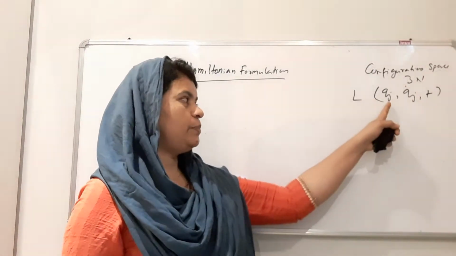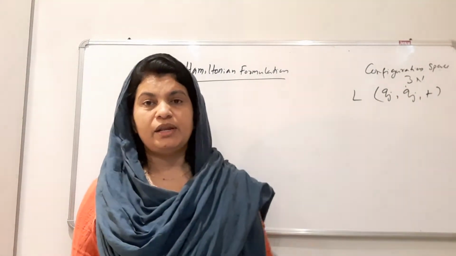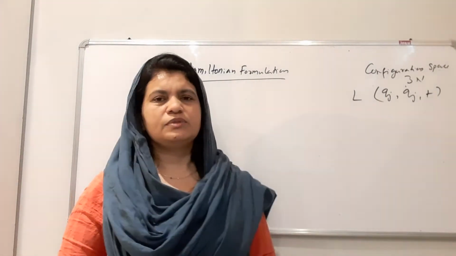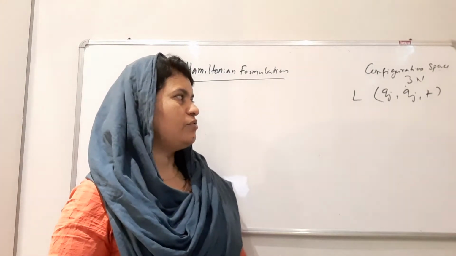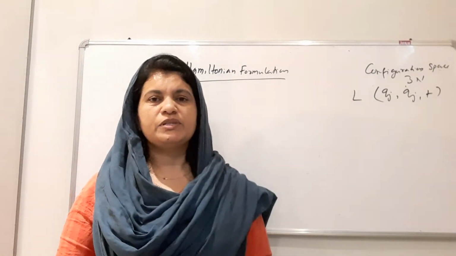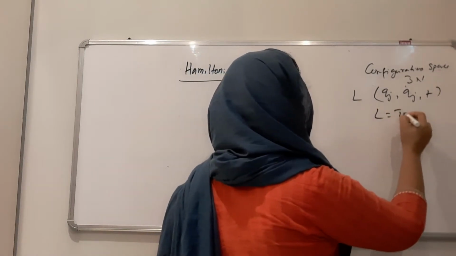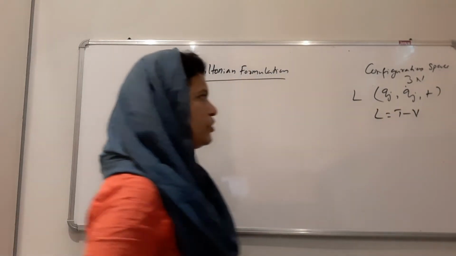Here qj is the independent variable, and qj dot is the dependent variable. qj dot is the velocity component that depends on the generalized coordinate. If it depends on time, there is time also. The Lagrangian is expressed as L equals T minus V, where T is the kinetic energy and V is the potential energy.